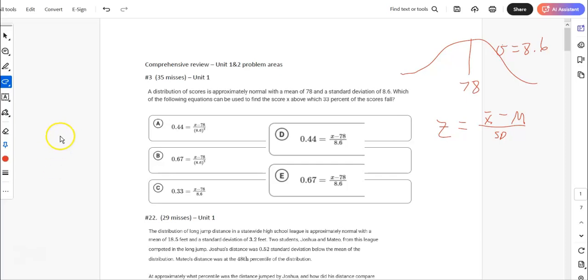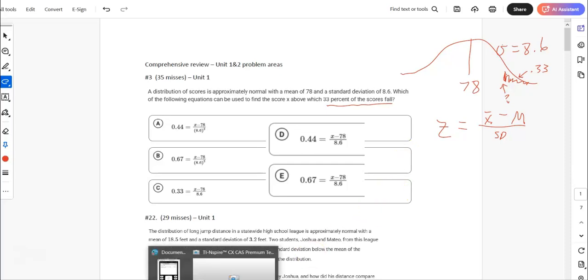Let's see. So 33% above which 33% of the scores. So there's some value over here somewhere. I don't know what that is, where 33%. So this is like 0.33. So I'm trying to find out what that would be. So let's go to our calculator.